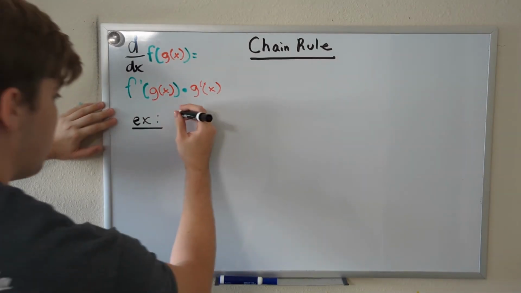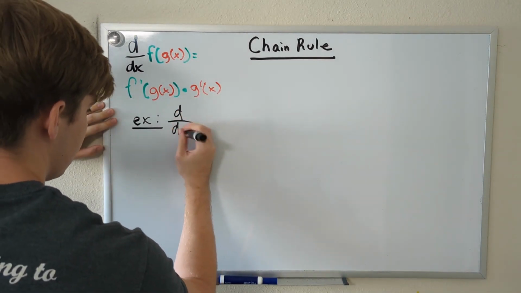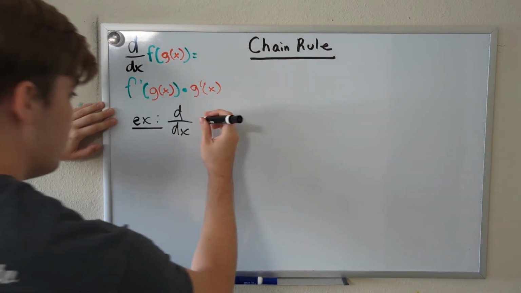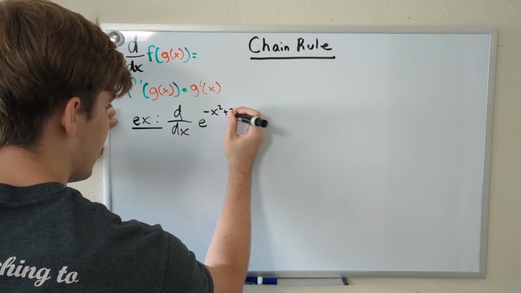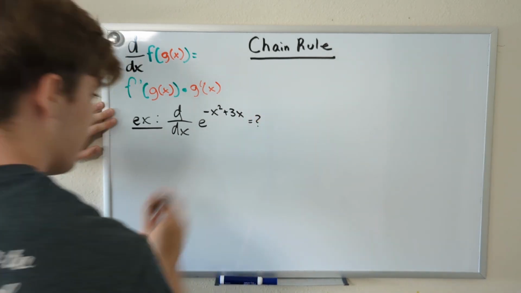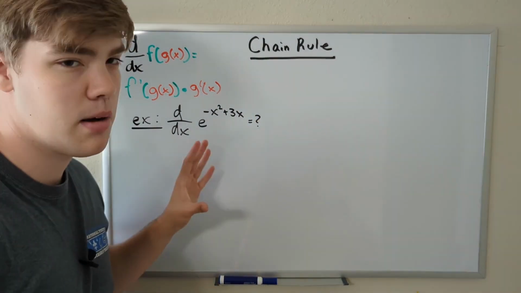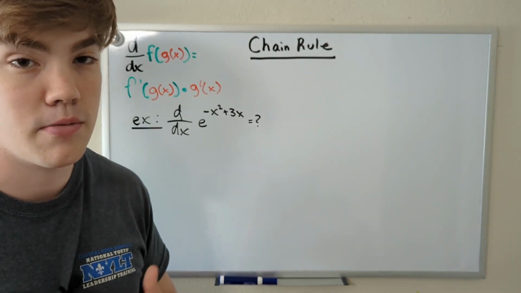For our last example, we want to find the derivative with respect to x, don't worry, we're going back to x like usual, of e to the negative x squared plus 3x. What is this derivative equal to? Now I understand this probably looks a little intimidating, but it's not too hard and we'll walk through it together.